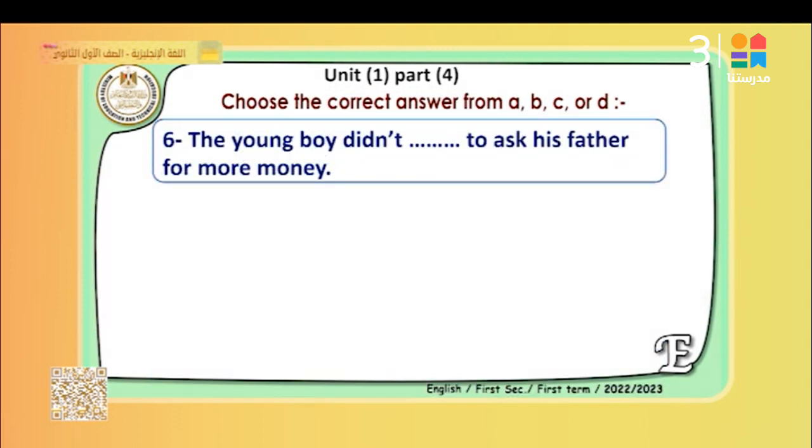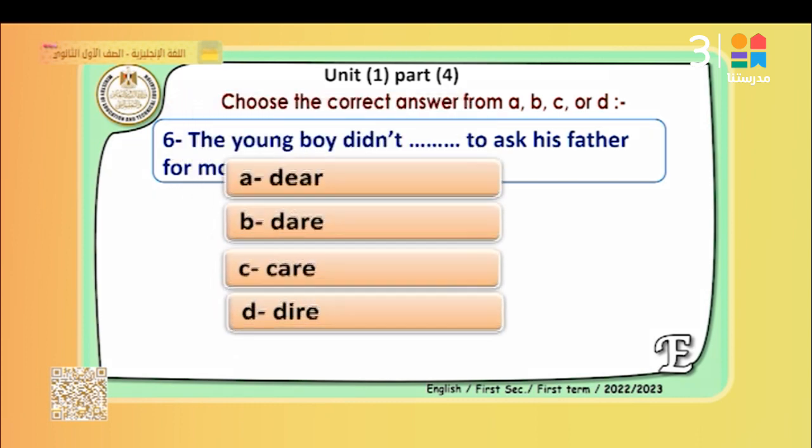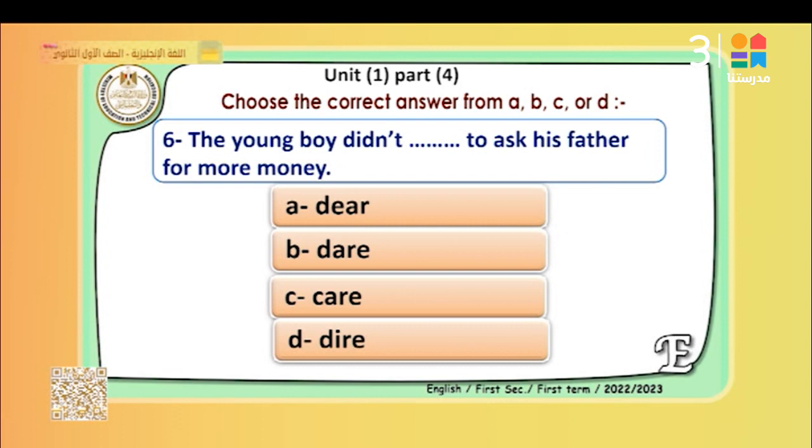Question number six. The young boy didn't to ask his father for money. He was not brave to ask his father for money, so he didn't. Excellent. He didn't dare. He didn't dare. So what is dare? Dare means to be brave enough.